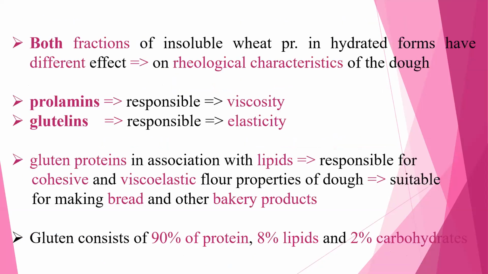Both fractions of insoluble wheat protein in hydrated forms have different effects on the rheological characteristics of the dough. Prolamins are responsible for viscosity, whereas glutelins are responsible for elasticity of the dough. Gluten proteins in association with lipids are responsible for the cohesive and viscoelastic properties of dough, which is suitable for making bread and other bakery products. Gluten consists mainly of protein, that is 90%, and 8% of lipids and only 2% of carbohydrates.